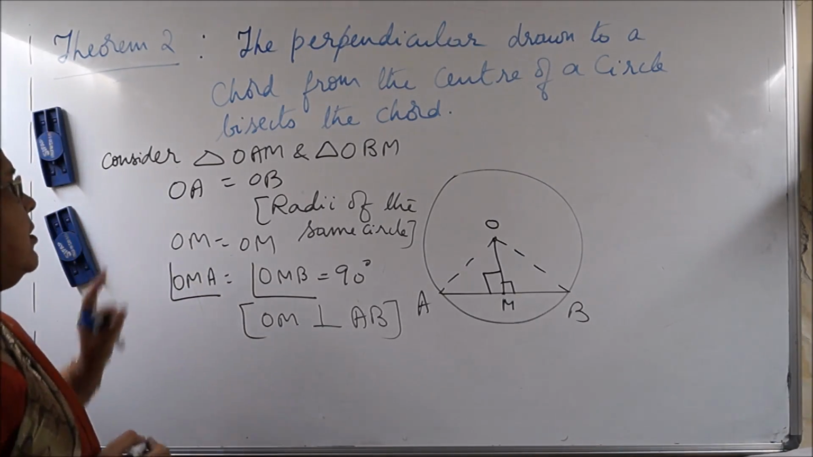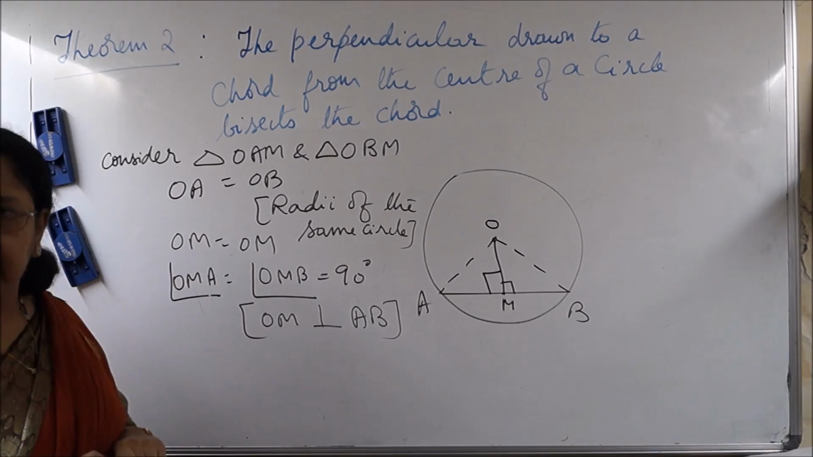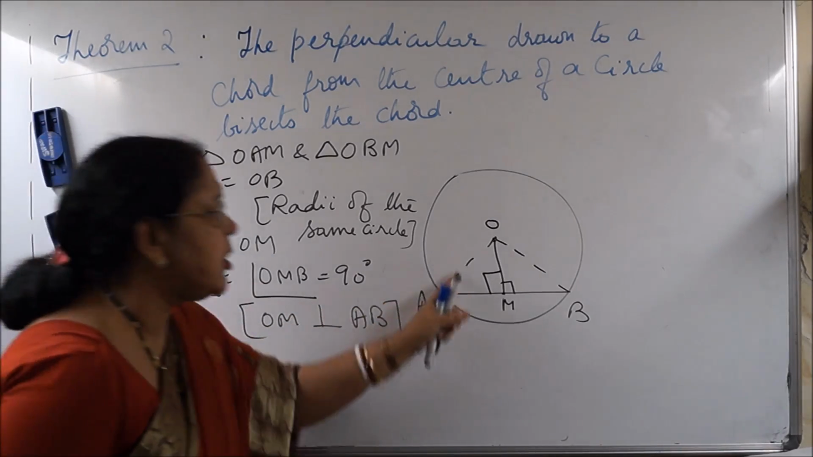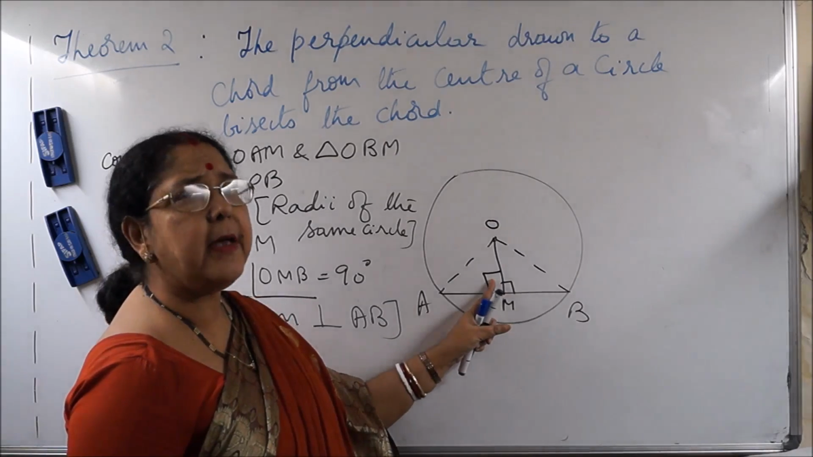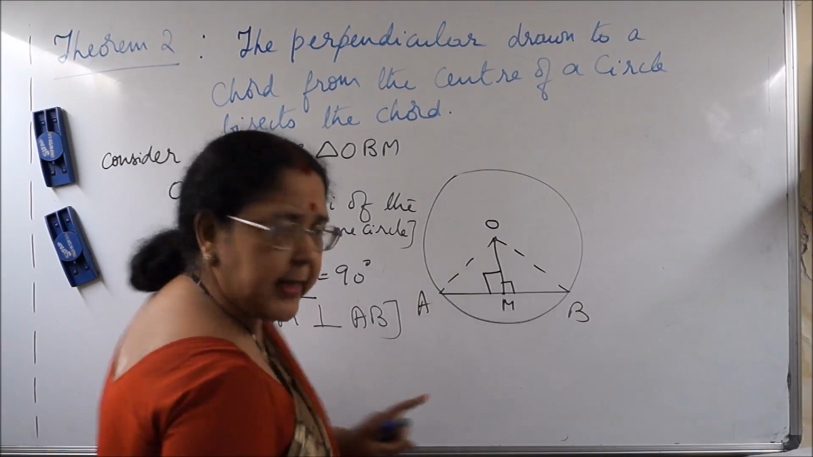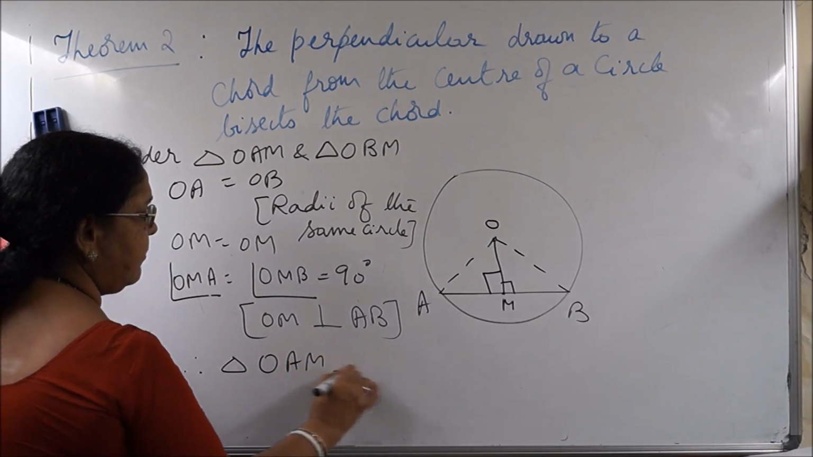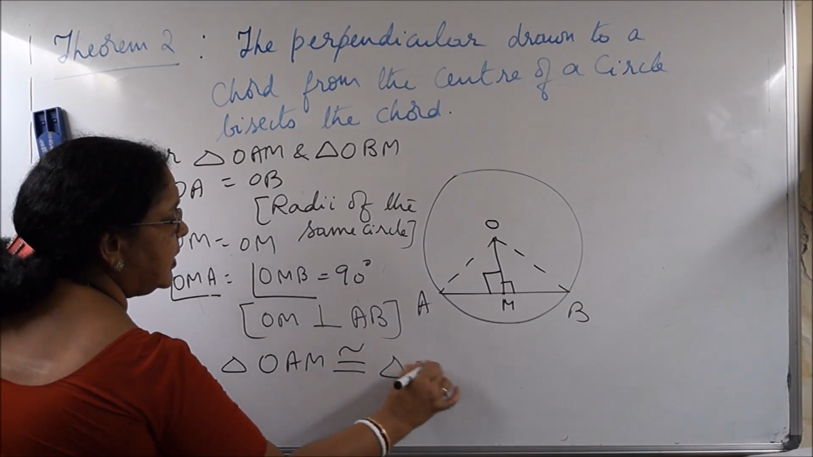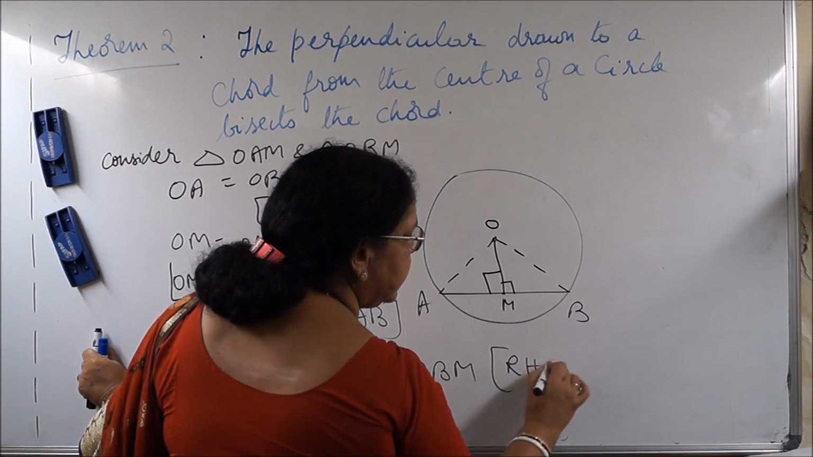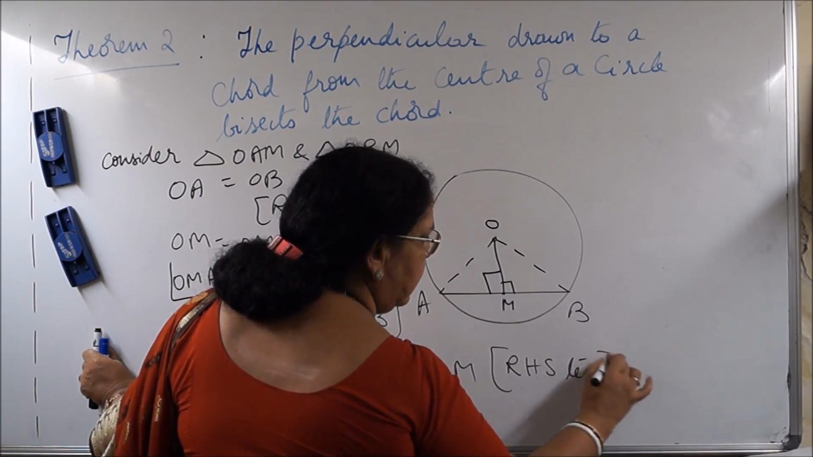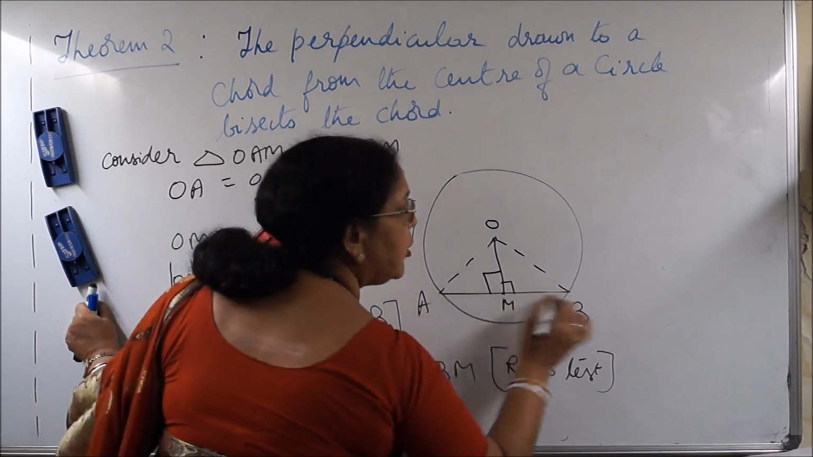So therefore one right angle, one hypotenuse and one side. Okay? OA is the hypotenuse, OM is the side, and this is a 90 degree. So they are congruent by RHS test. So therefore triangle OAM is congruent to triangle OBM by RHS test. Okay? So now they are congruent, means AM is equal to BM.